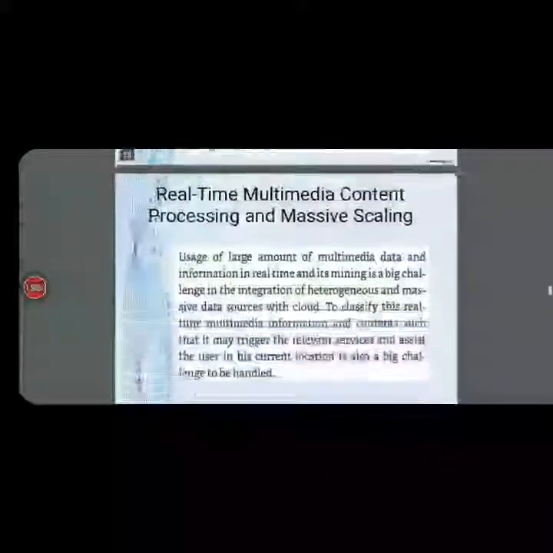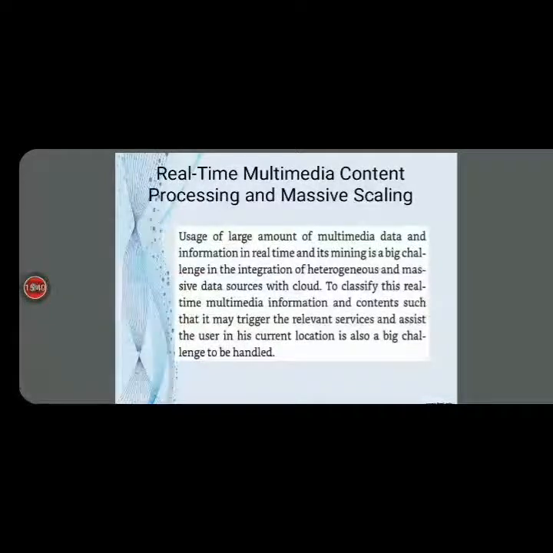Next, real-time multimedia content processing and massive scaling. Use a large amount of multimedia data and information in real time. Mining is a big challenge in integration, heterogeneous and massive data sources with cloud. To classify this real-time multimedia information content such that it may trigger relevant services and assist the user's current location is a big challenge to be handled.